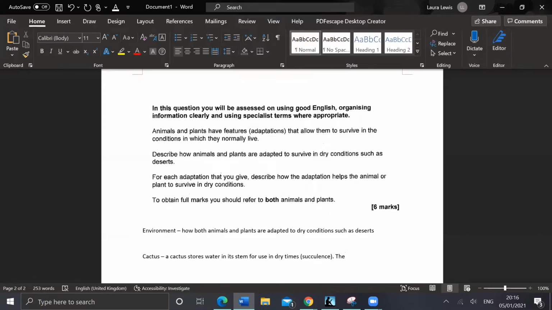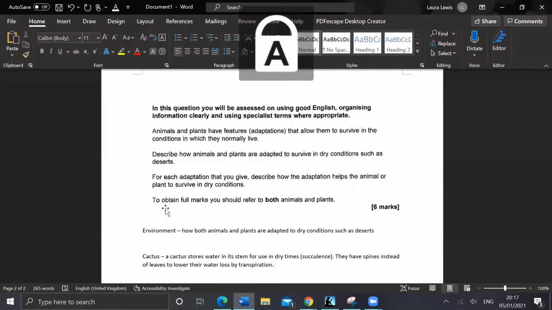They have spines instead of leaves to lower their water loss by transpiration. So that's the process where plants lose water by obviously the leaves of stomata. So let's write that in actually. So let's write that about stomata.